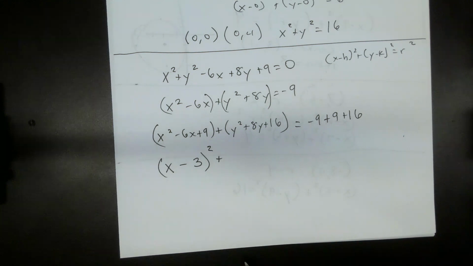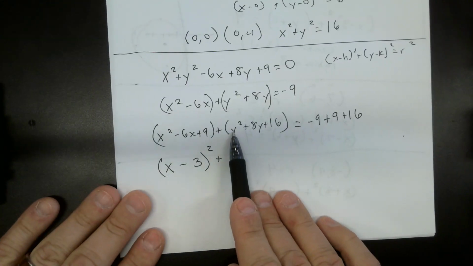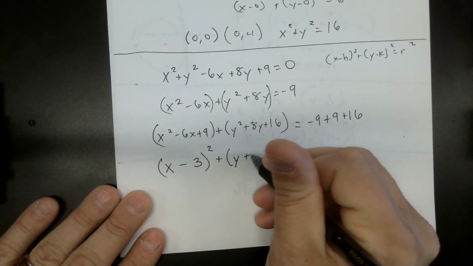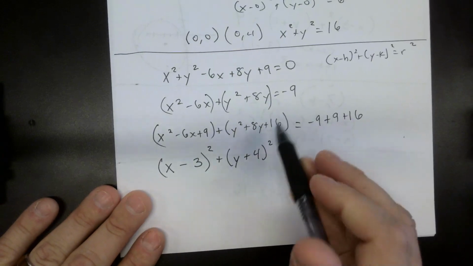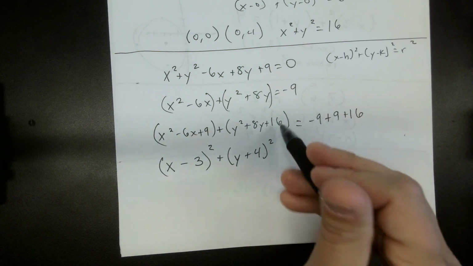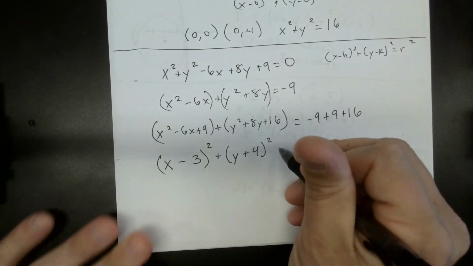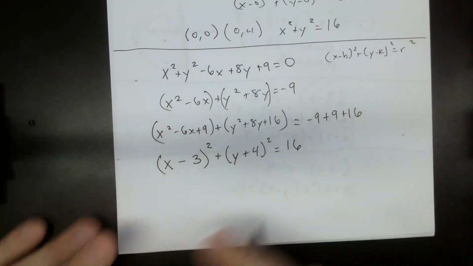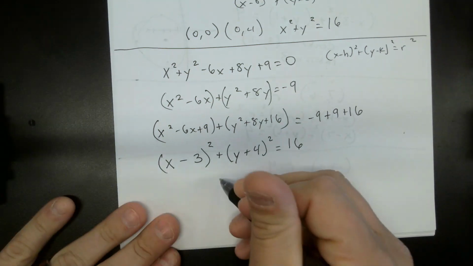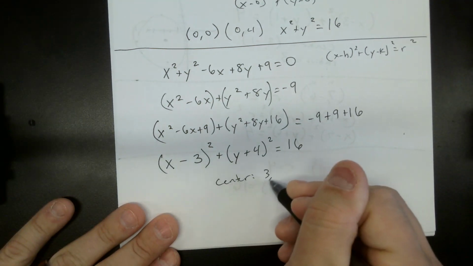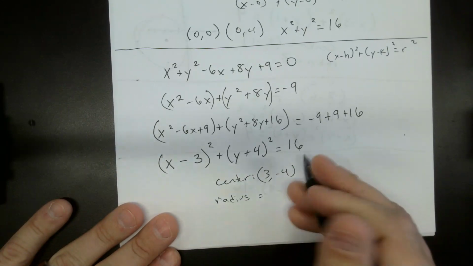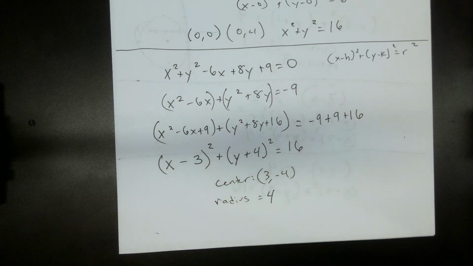Plus, is y squared perfect? What is it? Y plus 4 squared. 16 is perfect. It's 4. What if it's not perfect? It will be. 100%. If it's not, you did something wrong in this step. Equals 16. Look what form it's in. What's the center? 3, negative 4. What's the radius? No, 4. Yep. Square root of that number over there, which is 4.